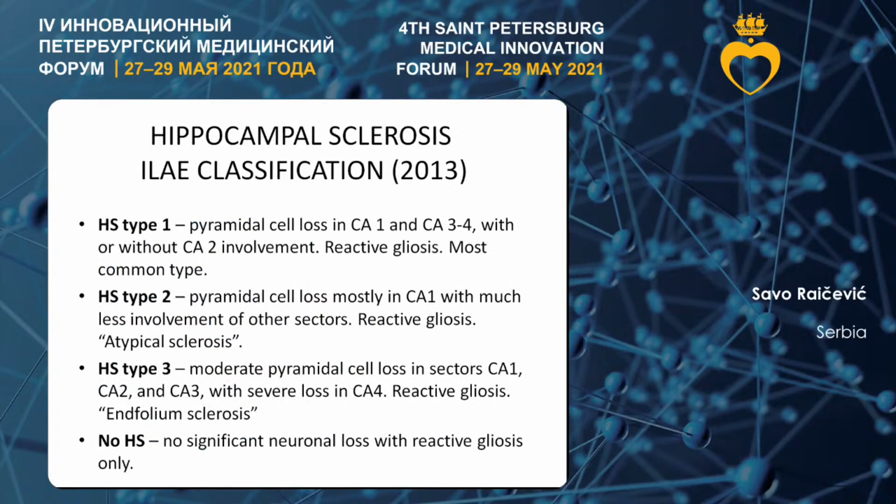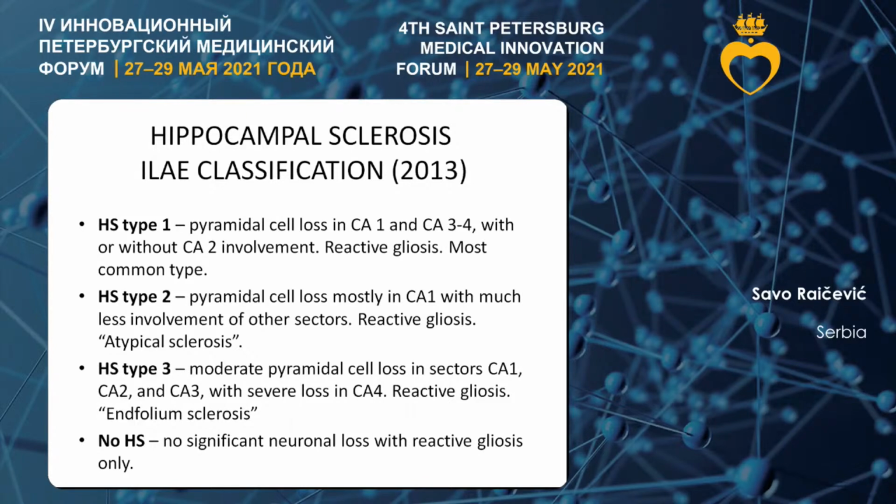The first classification of hippocampal sclerosis was made by Weiler in the 90s, and it was a quantitative one. In mid-2000, Sigmar Blümcke made a qualitative classification, which the International League Against Epilepsy slightly modified in 2013, and it is the currently most used one. It classifies hippocampal sclerosis into 4 types, based on the sector of hippocampus with the most pronounced neuronal cell loss.